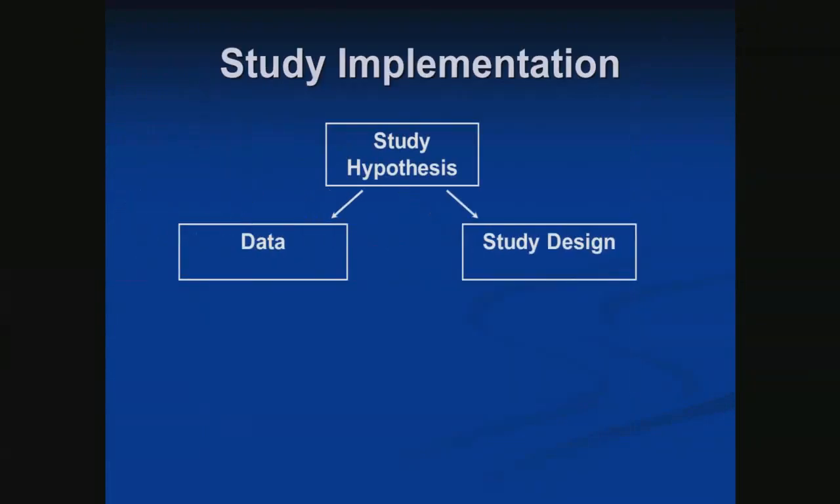First, just to show you the schematic of how I view the flow of study implementation. We start with the study hypothesis, which is the core of the scientific method, right? Start with a study objective. And then come obtaining the data and designing the study design. Sometimes the data comes first, sometimes study design comes first. They kind of feed off each other.